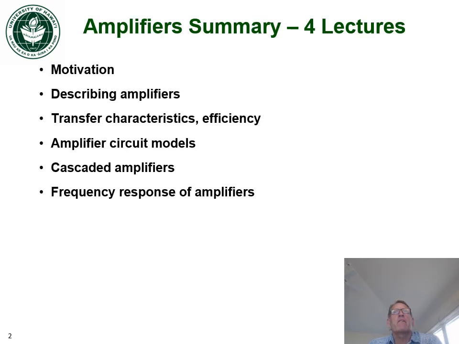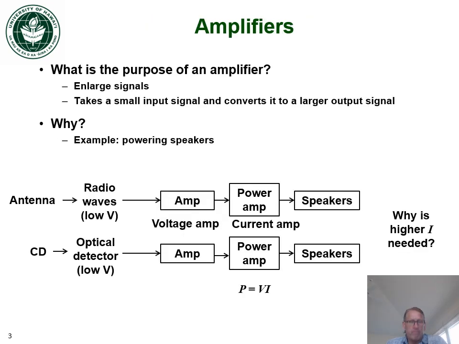This amplifier section will have 4 lectures in total. We'll start out today with the motivation and describing amplifiers. We'll move on in later lectures to talk more about transfer characteristics and efficiency, and amplifier circuit models. We'll talk about what happens when you put more than one amplifier together, that is, you cascade amplifiers. And finally, we'll talk about the amplifier response as a function of frequency. We have some time-dependent input with a varying frequency, and we'll try to figure out what happens as you increase the frequency.